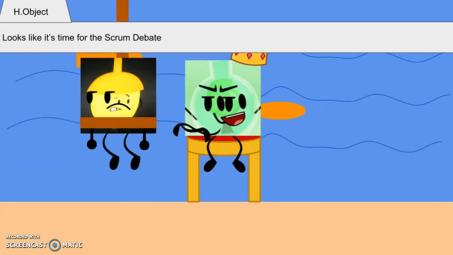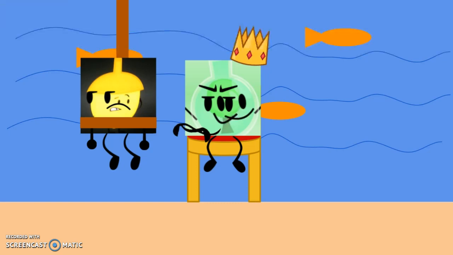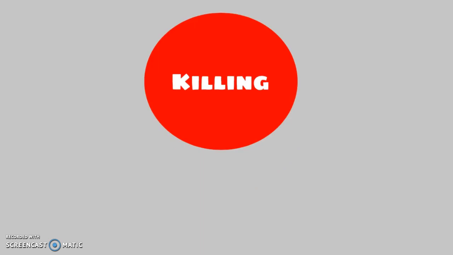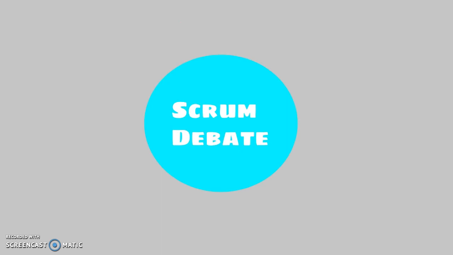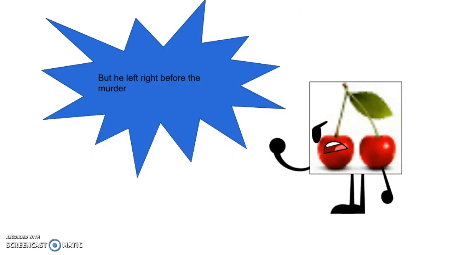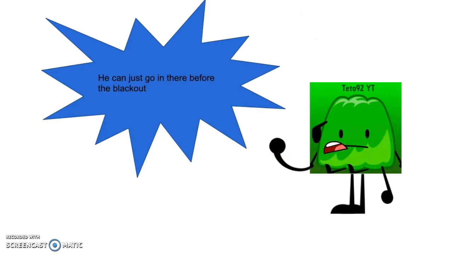You're all lying. Looks like it's time for the scrum debate. He isn't lying. He was with Austin and Cat. Cobalt. But he left right before the murder. But how come Crash went to Dave's lab from his? He can just go there before the blackout. I can't because I couldn't see.